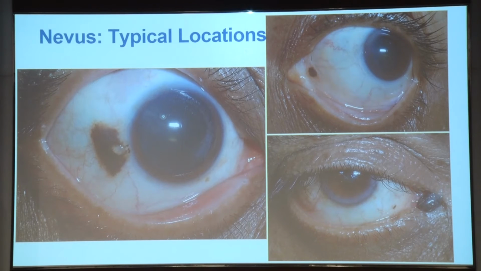So these are some of the typical locations where, if you see a pigmented patch with microcysts, it's more likely to be a nevus. It's in the interpalpebral fissure near the limbus, the plica, or the caruncle. So these are the sites which are most commonly associated with a nevus.